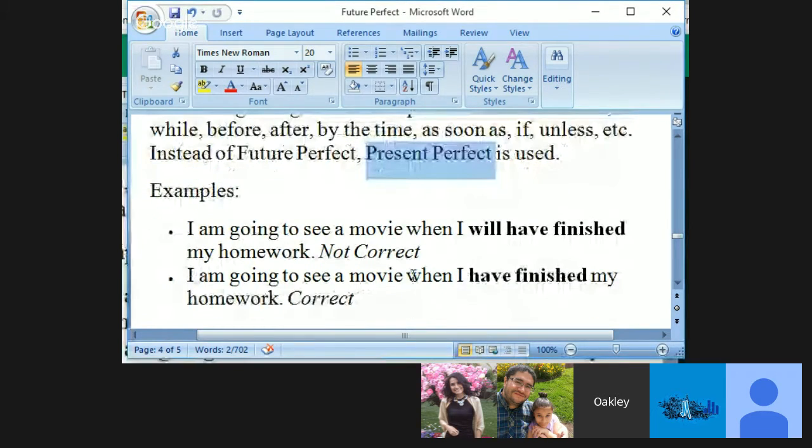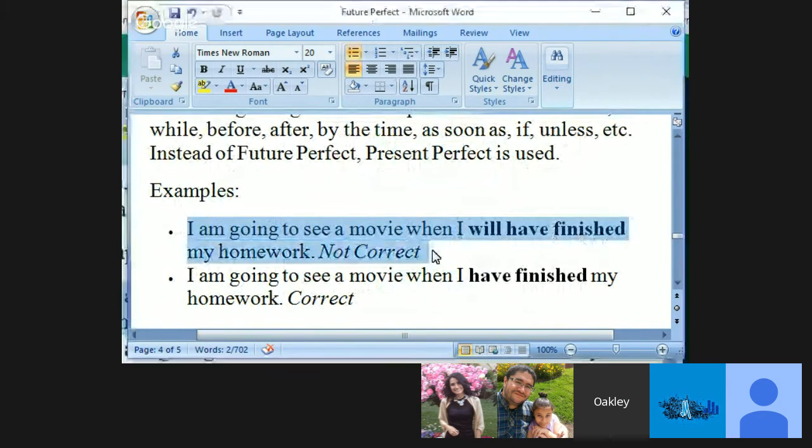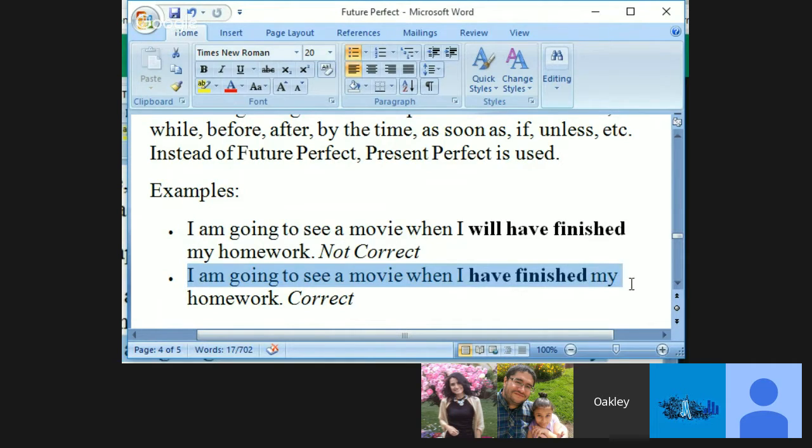Let's see here. As an example, "I'm going to see a movie when I will have finished my homework." Okay, you can't do that. You just can't. So instead, you might use a present perfect. The corrected form would be, "I'm going to see a movie when I have finished my homework." That's okay. Present perfect is okay. It's not future. All right?